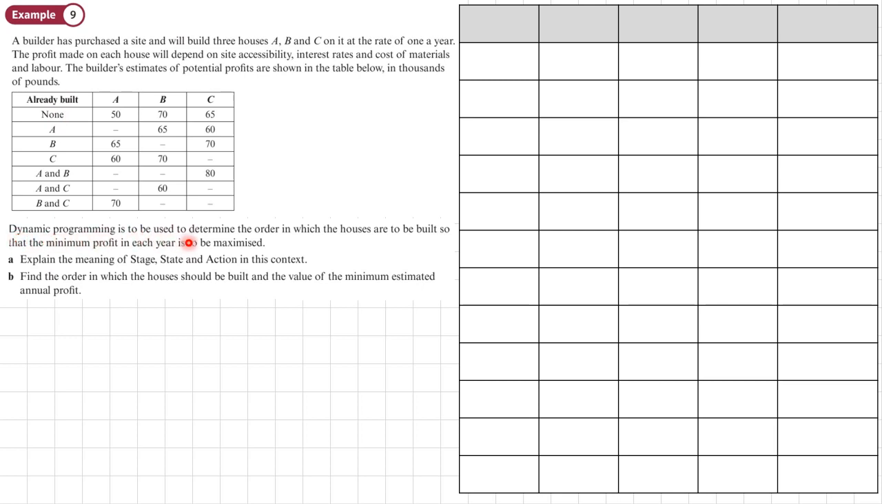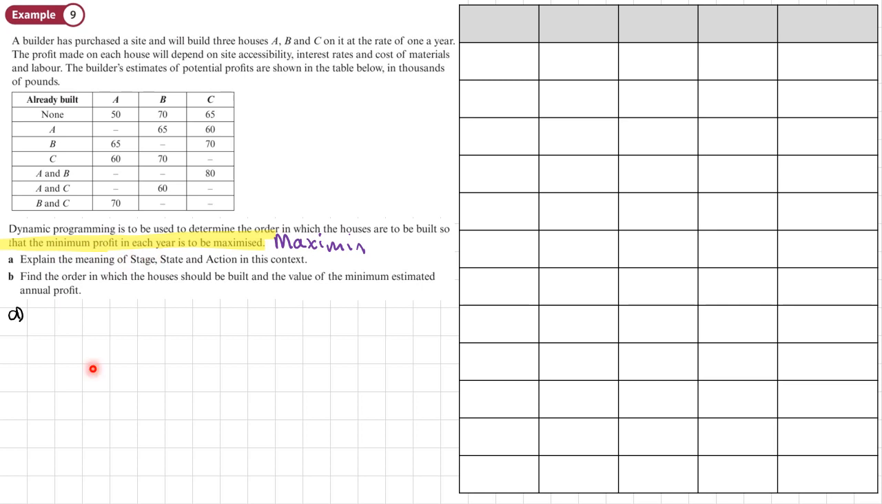Dynamic programming is used to determine the order in which the houses are to be built so that the minimum profit in each year is to be maximised. The minimum profit is to be maximised. So this is going to be a maximin problem because we want to find the maximum of this minimum profit. What's the maximum minimum profit?